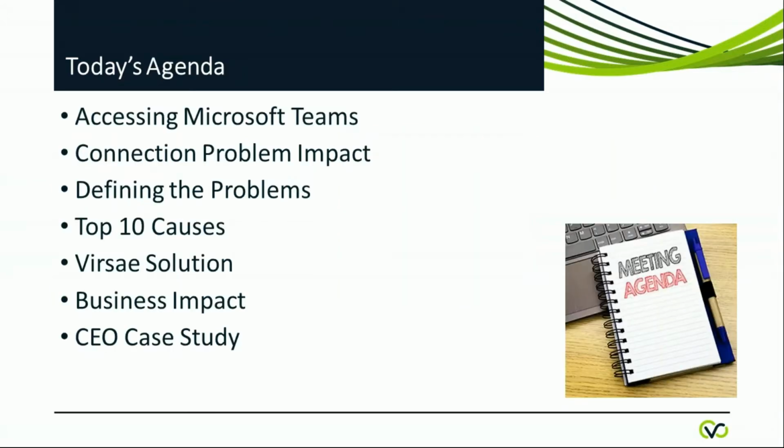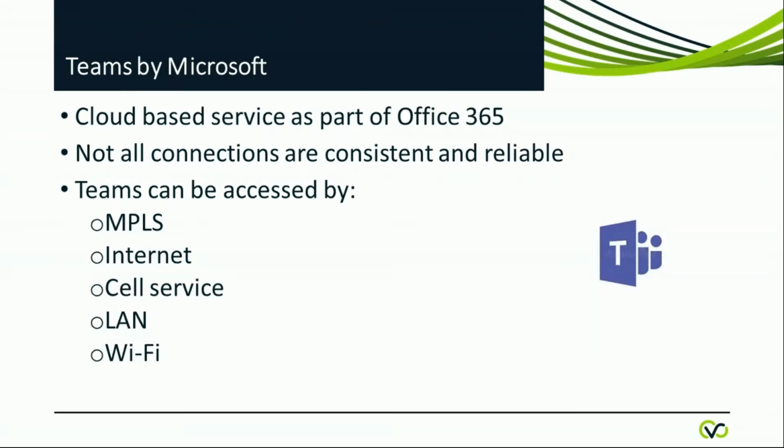Our agenda today is going to cover things like accessing Microsoft Teams, what are the problems of connecting to Microsoft Teams and their impact, defining the problems, looking at the 10 most common causes of these problems, the Virsae solution, business impact of poor quality, and a CEO case study. So let's start off with the first slide.